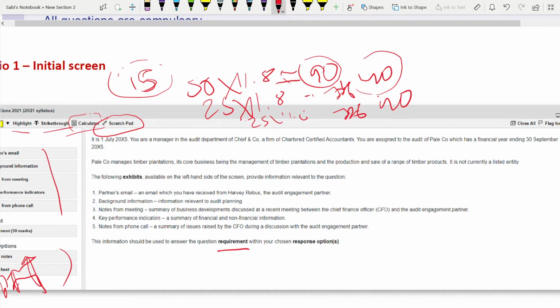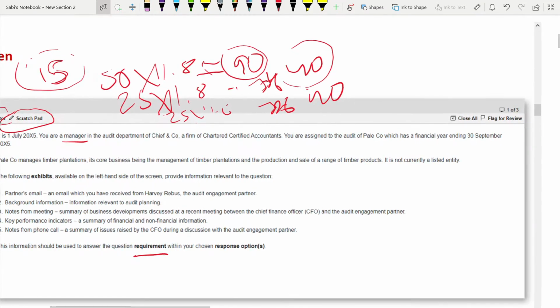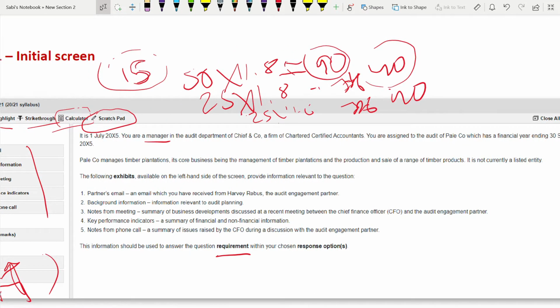It is 1st July 2005. You are a manager in the audit department of Chief and Company, a firm of chartered certified accountants. You are assigned to the audit of the PALE company, which has a financial year ending 30th September 2005. PALE manages timber plantations, its core business being the management of timber plantations and the production and sale of a range of timber products. It is not currently a listed entity.